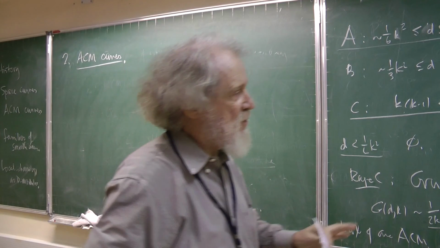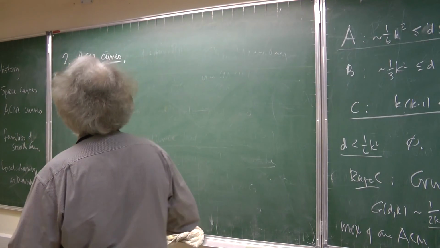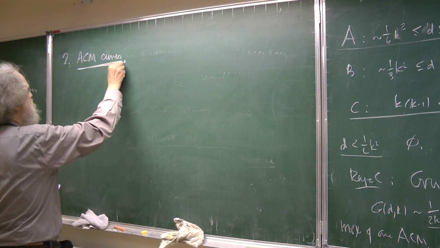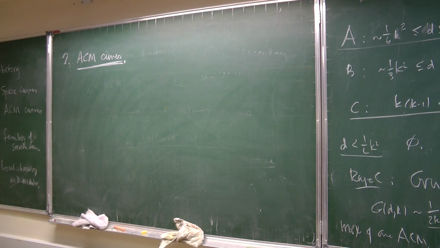So, from the earlier part of the talk, you can see that the possible degree and genus of curves in P3 is a very complicated subject, and there are so many different kinds of curves. But the ACM curves are particularly nice. The nice thing about the ACM curves is that they are completely determined by a finite set of numerical invariants.